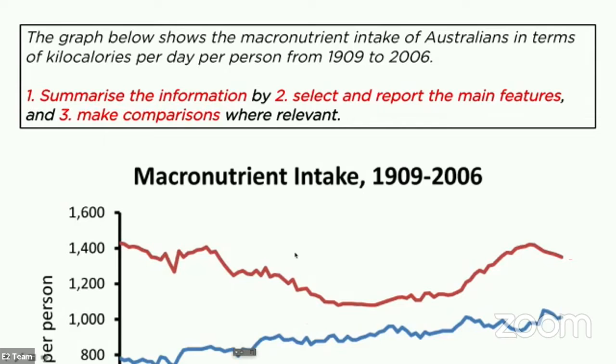Well, here's the instruction, and it really tells you to do 3 things. It says summarize the information, which we will do. It says select and report the main features, which we will do. And it also says make comparisons, which we will also do. And if we do this, we will satisfy the IELTS examiners and we will hopefully get a high score, right? As long as your grammar and your vocabulary is good.